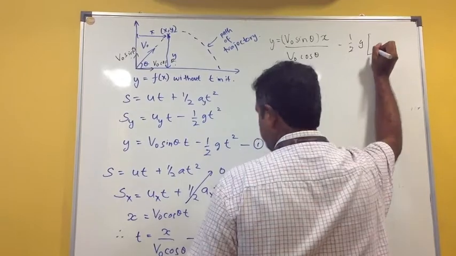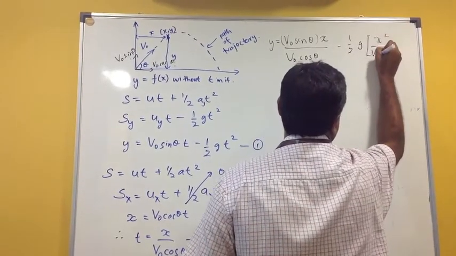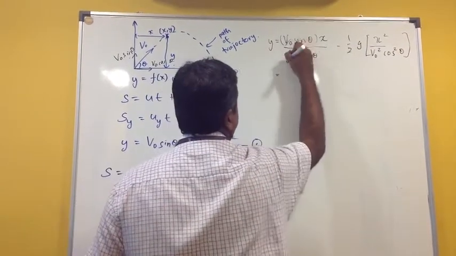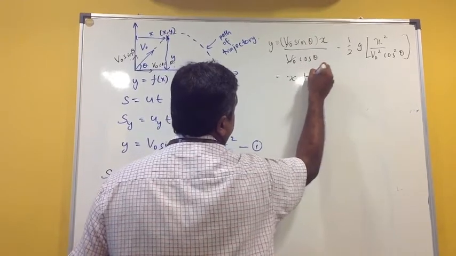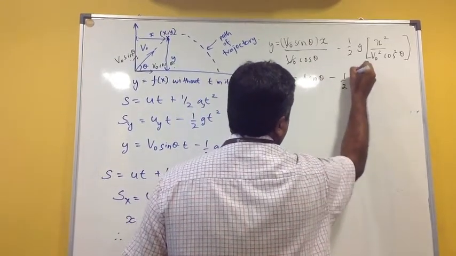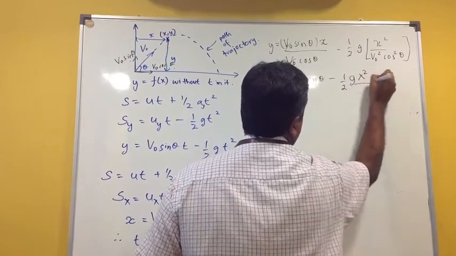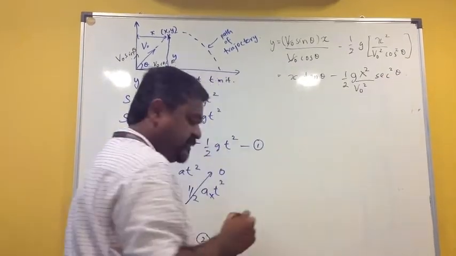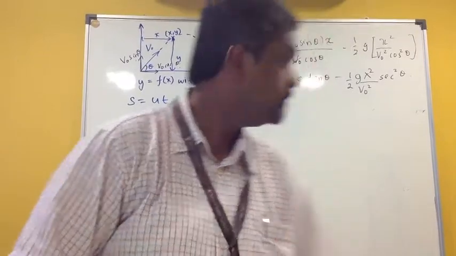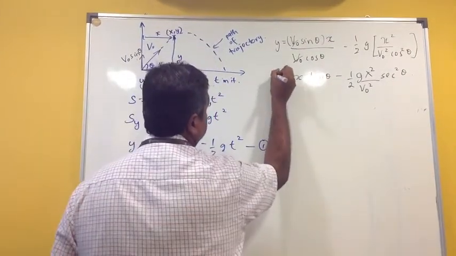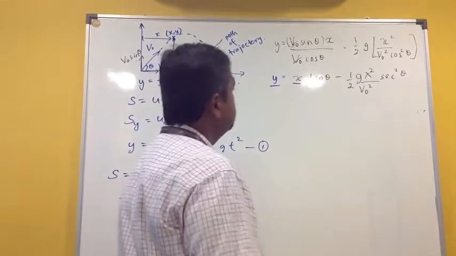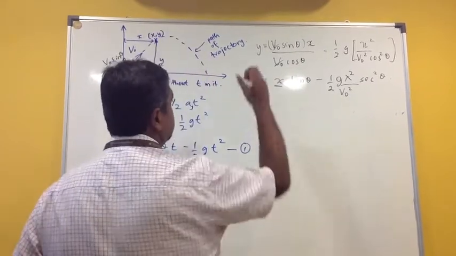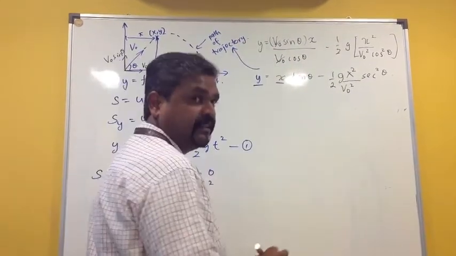T squared would be x squared over v0 squared cos squared theta, which can be simplified to x tangent theta minus half gx squared over v0 squared secant squared theta. So this is the equation that relates y and x, and there is no t in this equation, and this is the equation that governs the path of trajectory. Thank you.